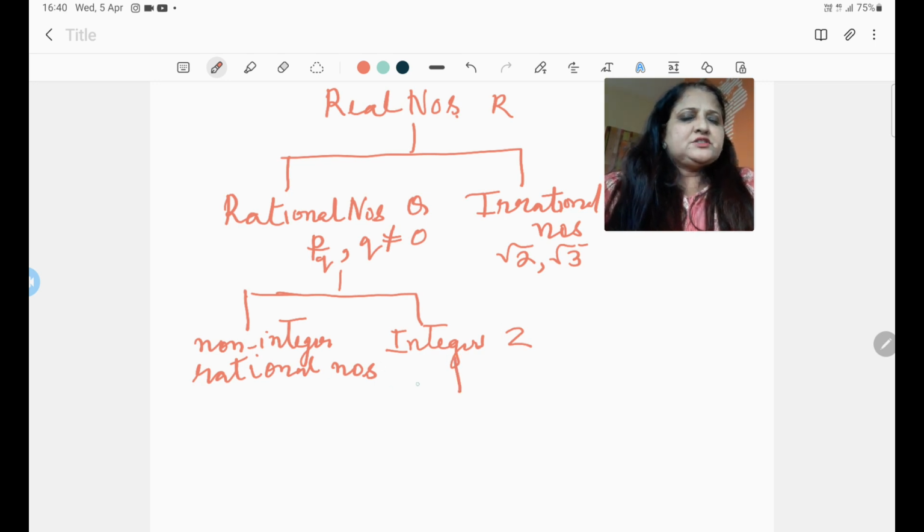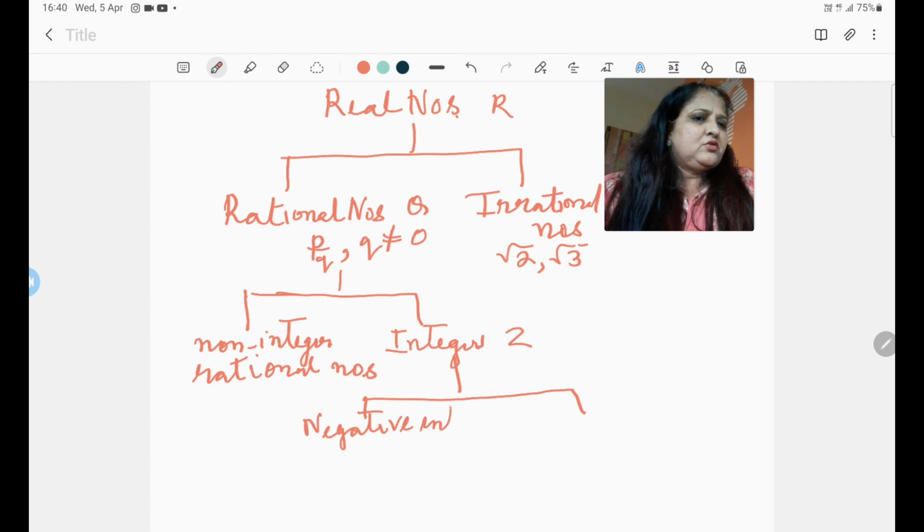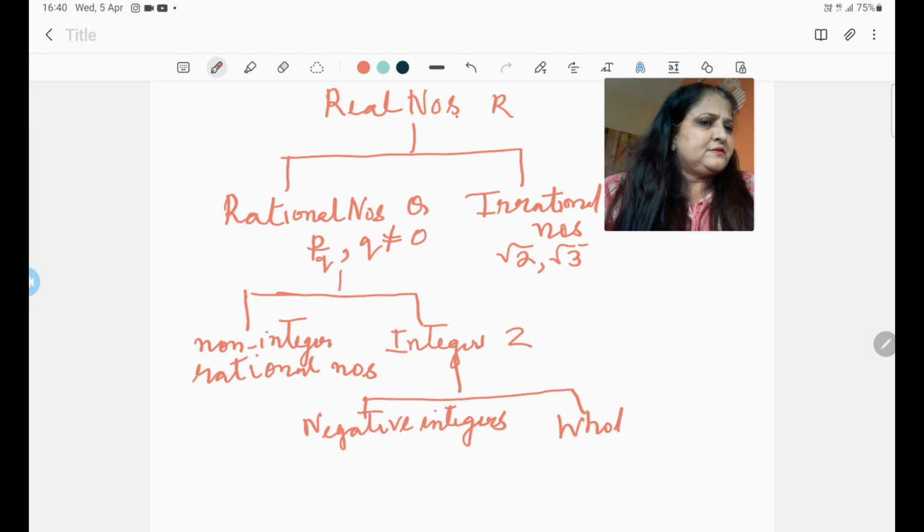Now, integers are further divided into two categories. We have negative integers, like minus 5, minus 4, minus 3, and so on. And whole numbers. Whole numbers are 0, 1, 2, 3, 4, and so on. Whole numbers start from 0 till infinity.